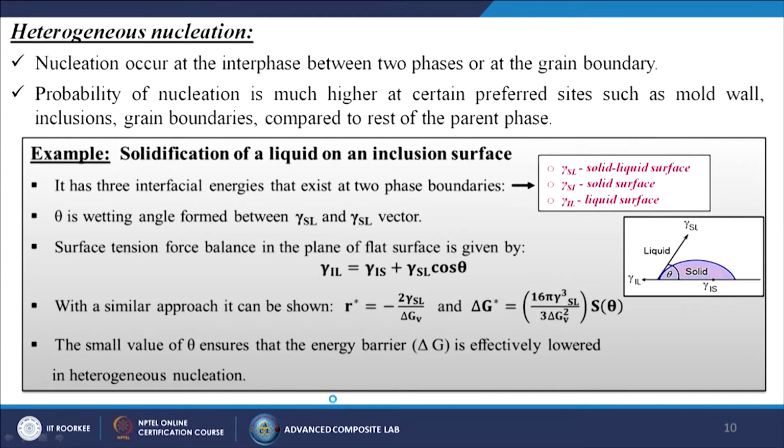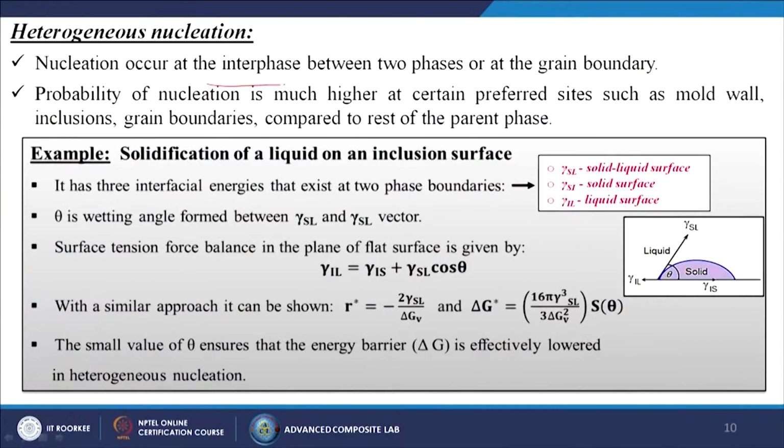Now, we are going to discuss heterogeneous nucleation. Already I told that in heterogeneous nucleation no new nucleation will be taking place, only whatever nucleation has already been done earlier, the growth will be only taking place. In this case, nucleation occurs at the interface between two phases or at the grain boundary. The probability of nucleation is much higher at certain preferred sites such as mold walls, inclusions and grain boundaries compared to the rest of the parent phase. Example: solidification of a liquid on an inclusion surface.